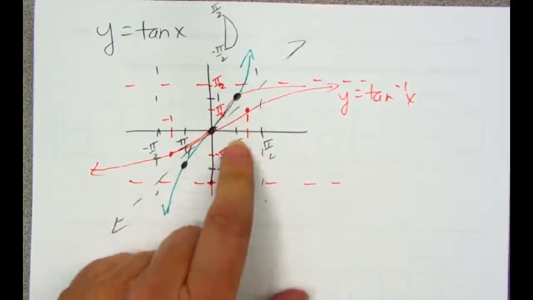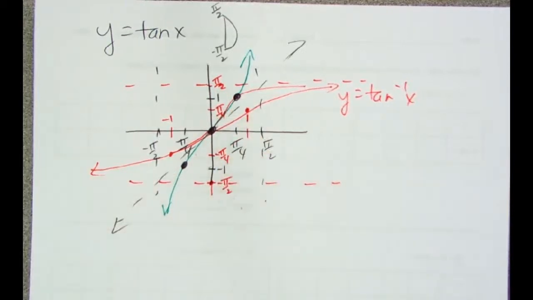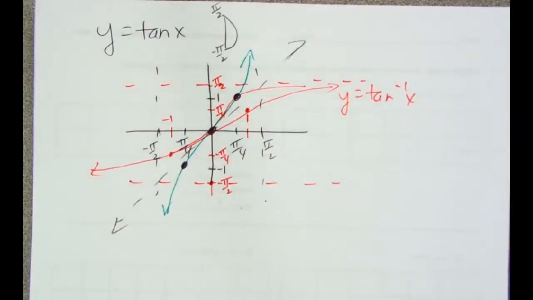This point here was pi over 4, 1. Now it's 1, pi over 4. And it has clearly been reflected. The asymptotes have been reflected. The graph has been reflected.